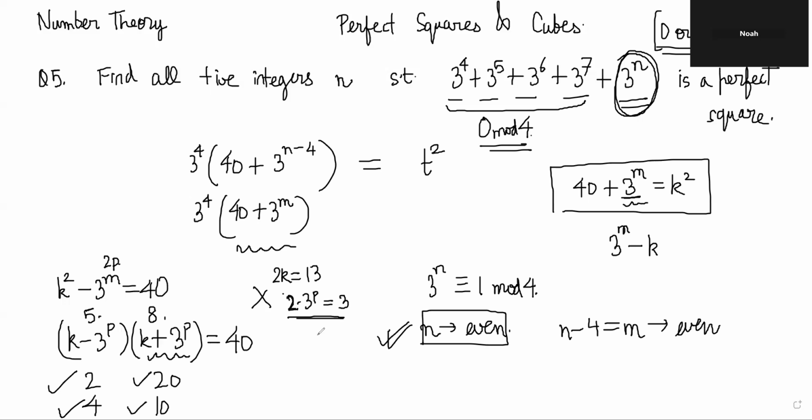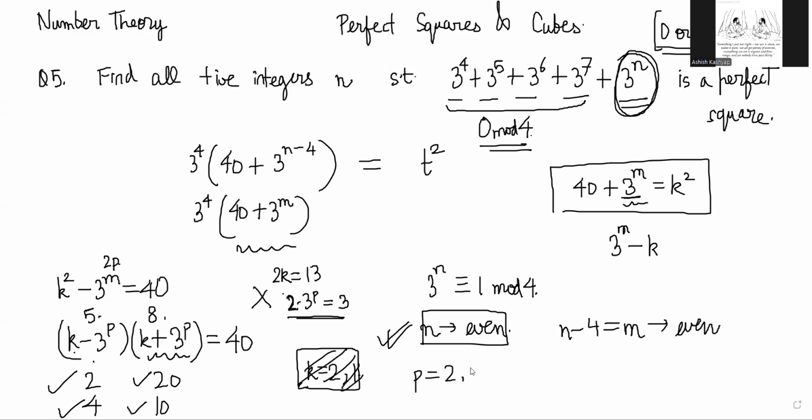I think k can be 6 and 8, I think, 2 or 1. Oh yeah, because 3 power p minus 2 and 3 power p plus 2 will be 4 minus 3 power 2p. One second, no, maybe I'm making a mistake. I think p has to be 2 or 1, because you'll get k minus 9 and k plus 9. So that is k square minus 81 is 40. That fits.